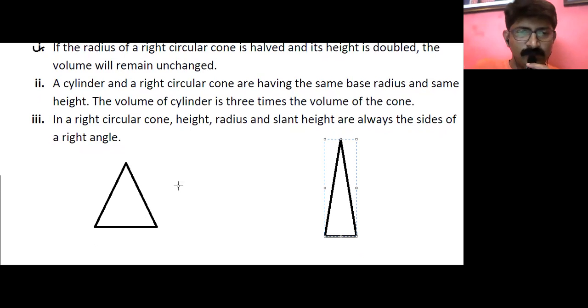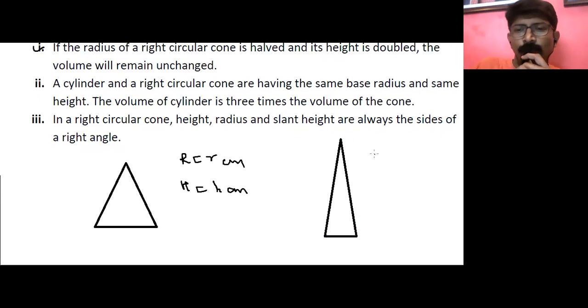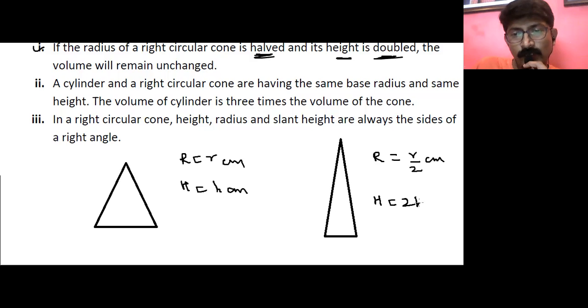Suppose here the radius is r and the height is h centimeter. Now what is going to happen over here? The radius of the right circular cone is halved, so it will become r by 2 centimeter. And the height is doubled, so the height will become 2h, because it was earlier h, so it will now become 2h centimeter.